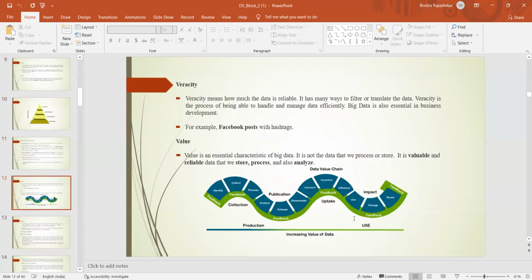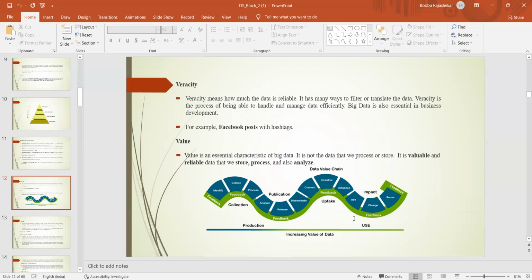The next one, veracity. Veracity means how reliable the data is. If you are using reliable data, then the data source is said to have veracity. It has many ways to filter or translate the data. So veracity is the process of being able to handle and manage the data efficiently. Big data is also essential in business development. For example, veracity is seen in Facebook posts.